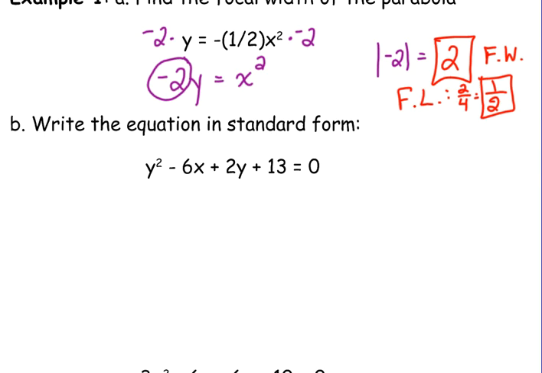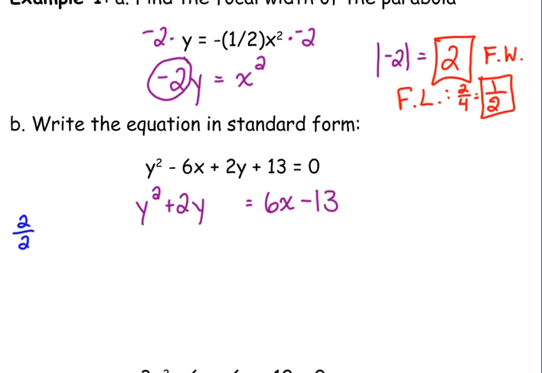So if I'm going to write this in standard form, looking at my standard forms of my parabolas, the squared term was by itself on one side, everything else was on the other side. So let's do that. Let's keep the y squared where it is and the 2y. The other stuff has to go to the other side, so that becomes positive 6x minus 13. To put it in standard form, guess what we have to do? Complete the square.